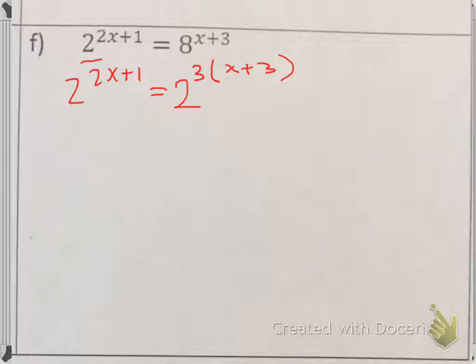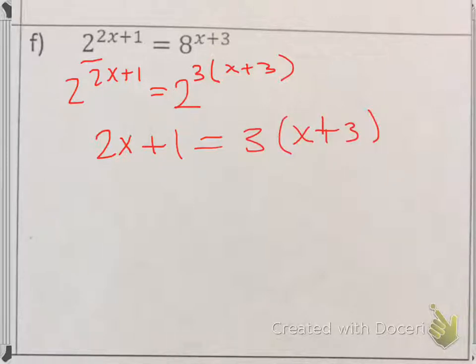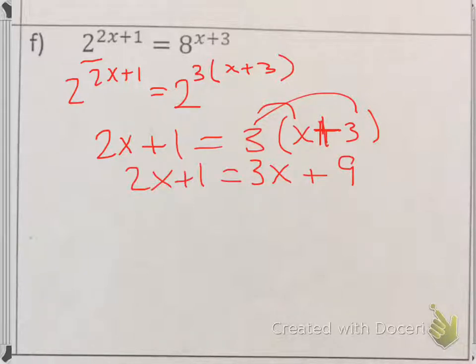Because I now have them in the same base, I can set the powers equal to each other. So 2x plus 1 equals 3 times x plus 3. My plus sign looks funky right there. So multiply this through. I get 3x plus 9 equals 2x plus 1. And then I'm just going to solve.